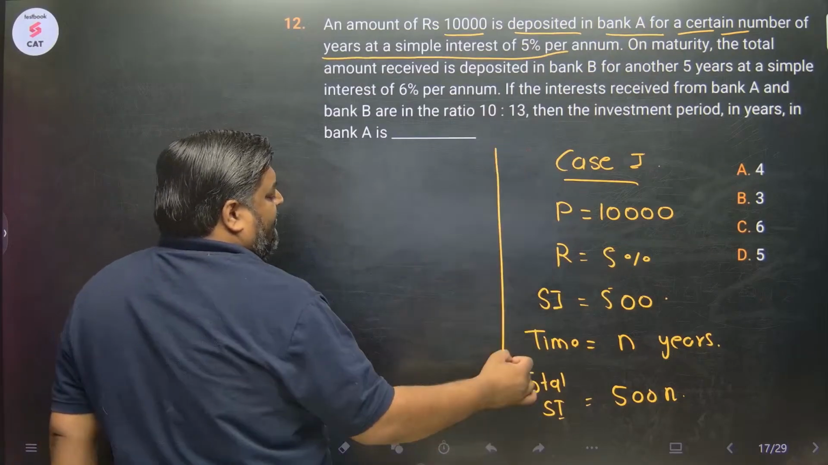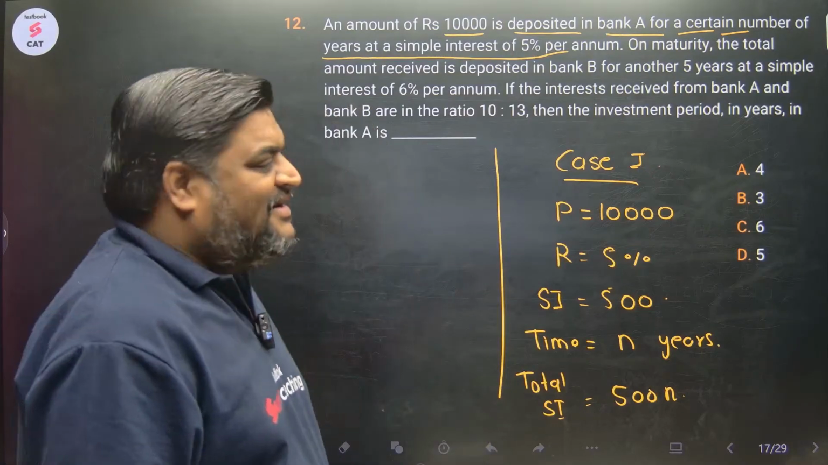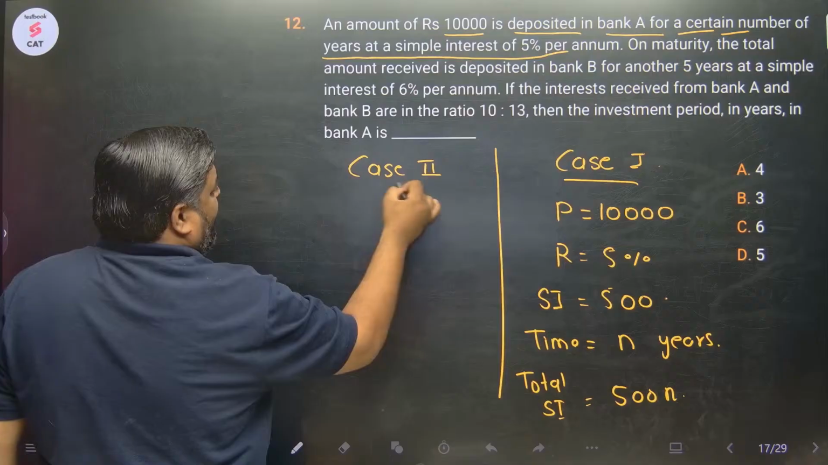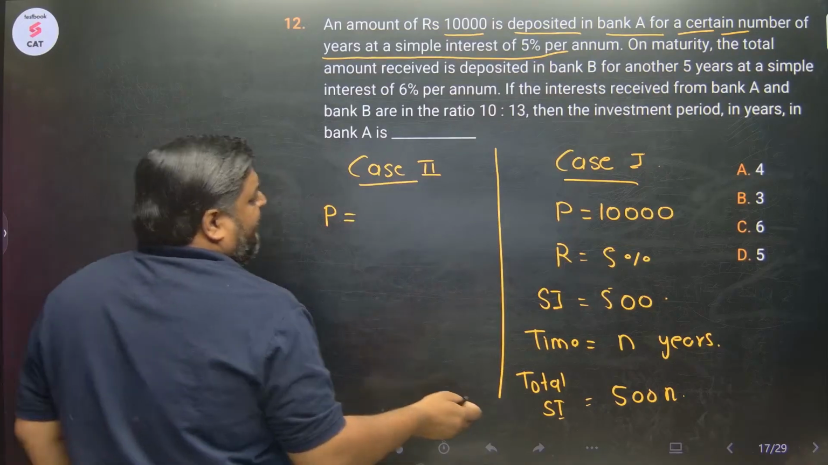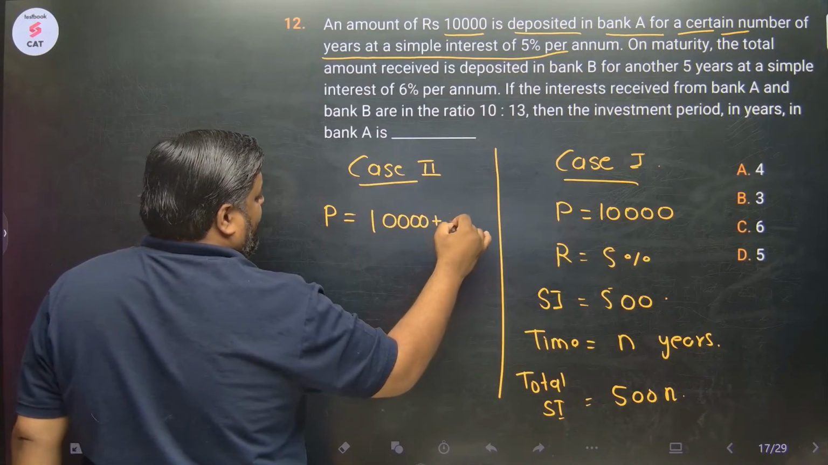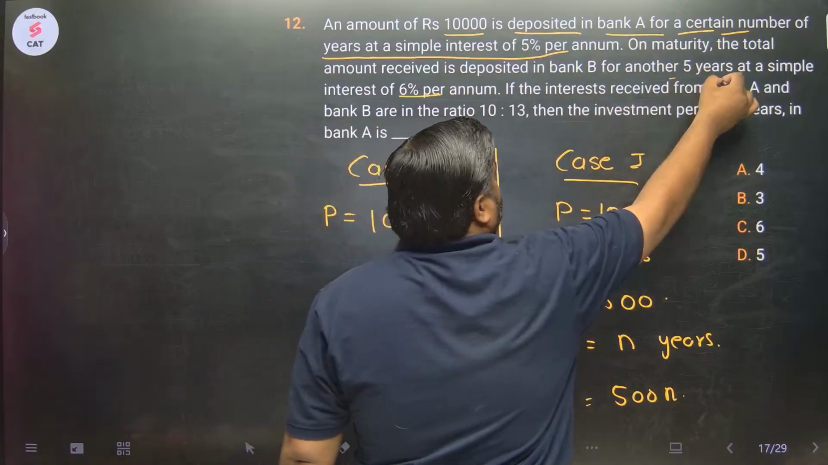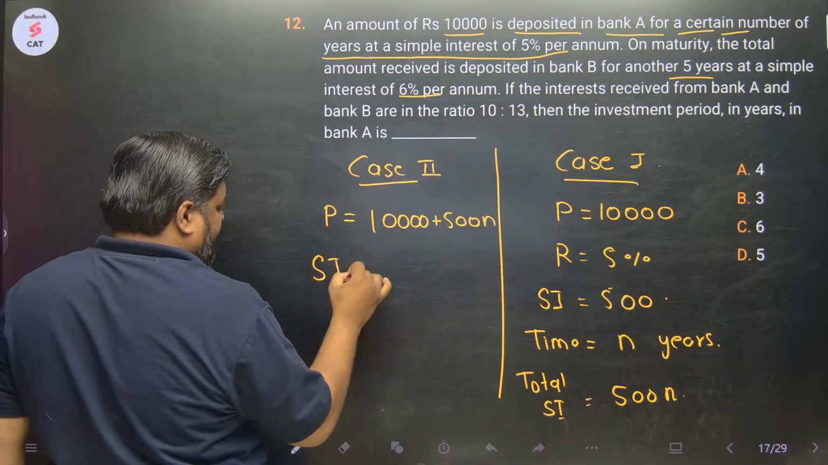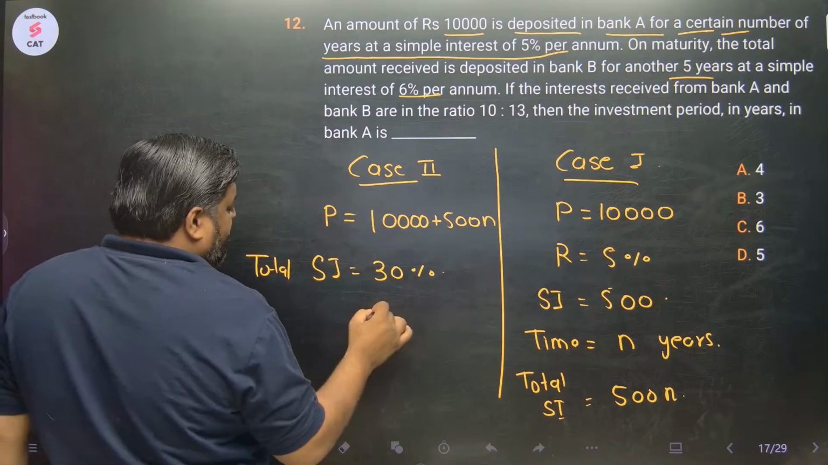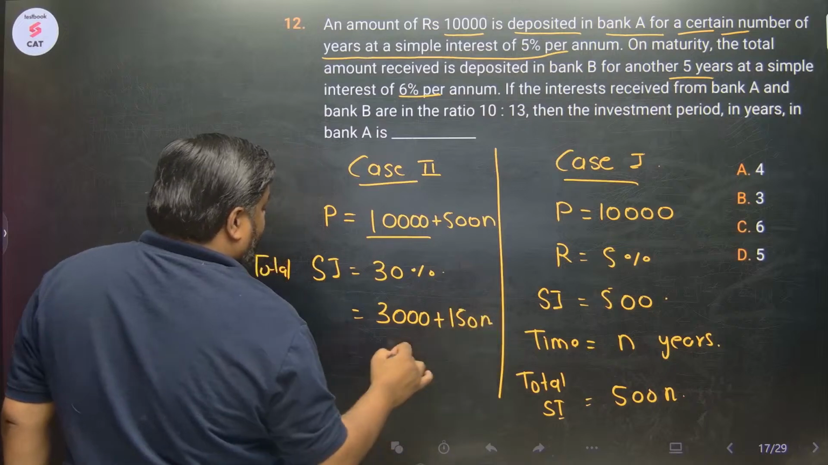Very good. अच्छा, केस 2 क्या है? व्हाट इज केस 2? नाउ दिस इंटायर मनी, केस 2 के लिए प्रिंसिपल क्या है? केस 1 का प्रिंसिपल प्लस SI एवरीथिंग, सो 10,000 प्लस 500n, है ना. अब यहां पे जो रेट है, रेट इज 6% फॉर 5 years, तो total SI इज 30%. इसका 30% इज 3000 प्लस 150n, दिस इज द टोटल SI इन सेकेंड केस.